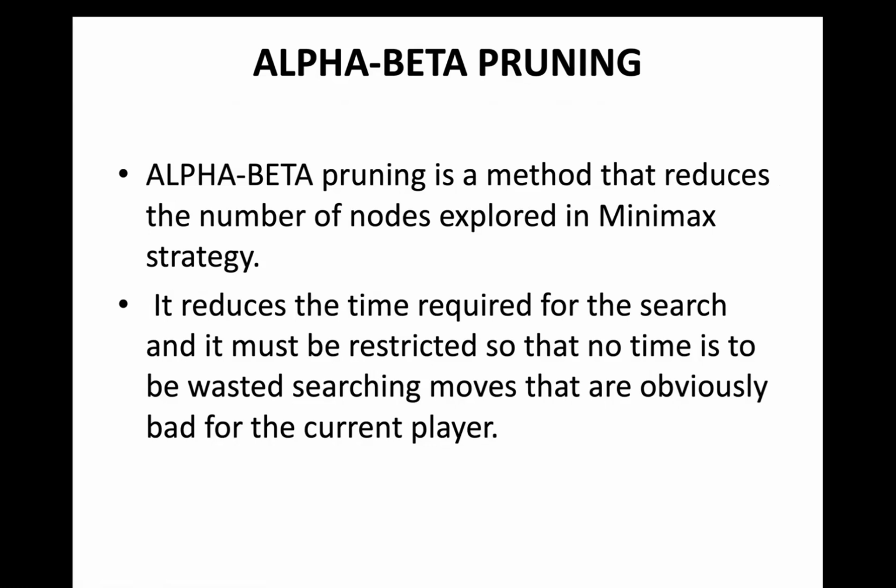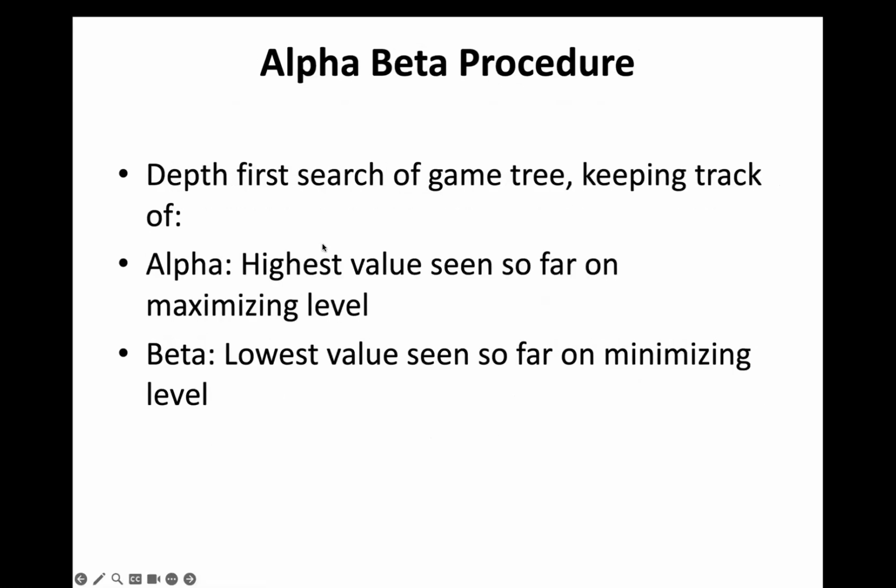We want to eliminate those less promising branches so that the search process could be faster. So that's the idea. Now, in alpha beta pruning, which we are discussing, there are two values that you need to keep in terms of the procedure. So first of all, we are going to use depth-first search.